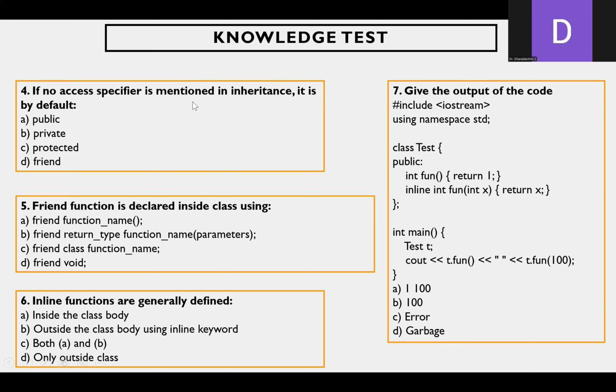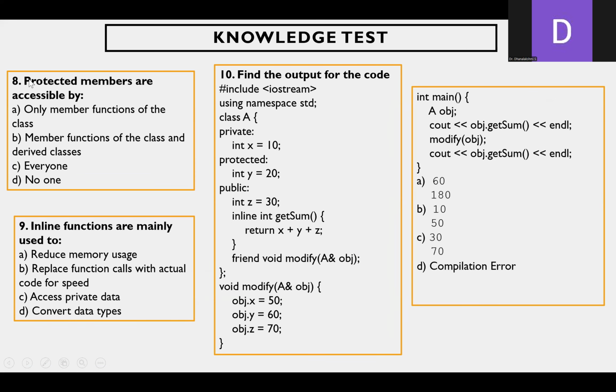If no access specifier is mentioned in inheritance, it is by default what? A friend function is declared inside the class using what? Inline functions are generally defined how? You are also given a code snippet here, try to find the output for this. Similarly, you have the other three questions here. Protected members are accessible by whom? Inline functions are mainly used to what? And again, a code snippet here. Try to find out the output.